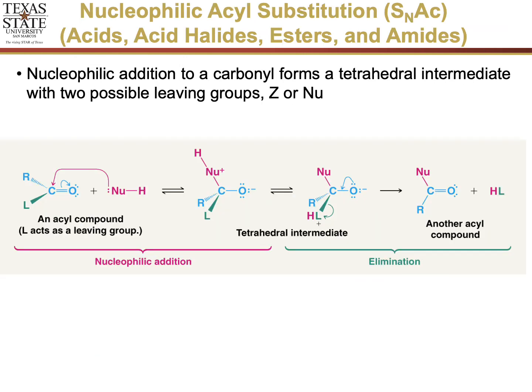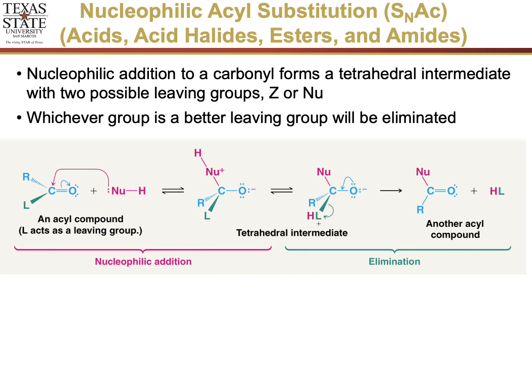Now, in contrast, if we have a carboxylic acid, we have OH as a leaving group. If we have an acid halide, we have chlorine as a leaving group. If we have esters, we have alkoxide as the leaving group. As long as the nucleophile is a better nucleophile than the group that is leaving, you'll end up with substitution of the acyl attachment group with the nucleophile to give us our products. So you have to think about whichever leaving group is better will be the one that's eliminated.